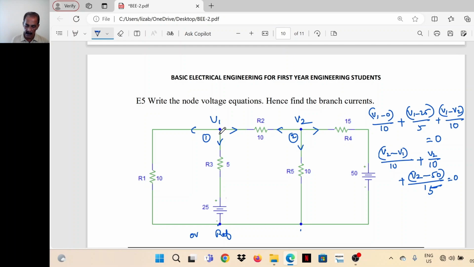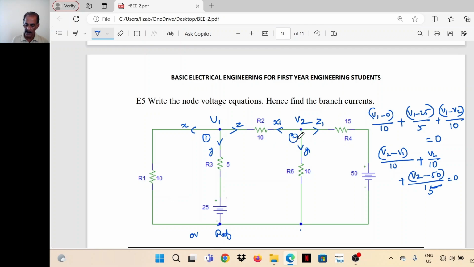So the first node equation: the current through the 10 ohm resistor, that is V1 minus 0 divided by 10, this one. Say take it as X, this is Y, Z. So X is equal to V1 minus 0 divided by 10. Y is equal to V1 minus 25 divided by 5. And Z is equal to V1 minus V2 divided by 10.